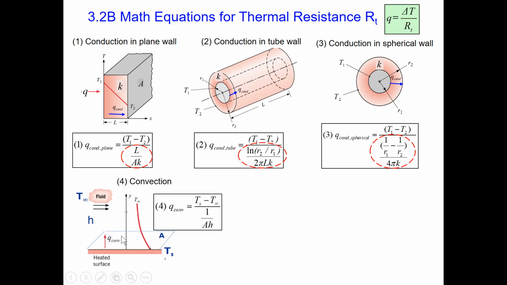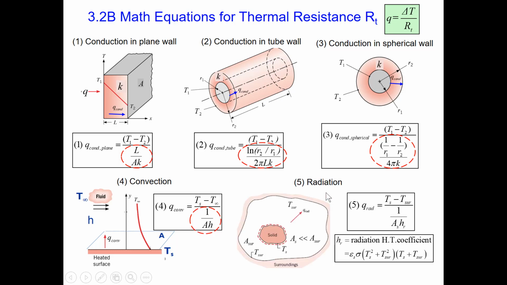We can do a similar comparison with convection to get the thermal resistance for convection, and we do a similar comparison to get the thermal resistance for radiation. In this definition of RT, the thermal resistance, HR is the radiation heat transfer coefficient. It is calculated from the equation here.